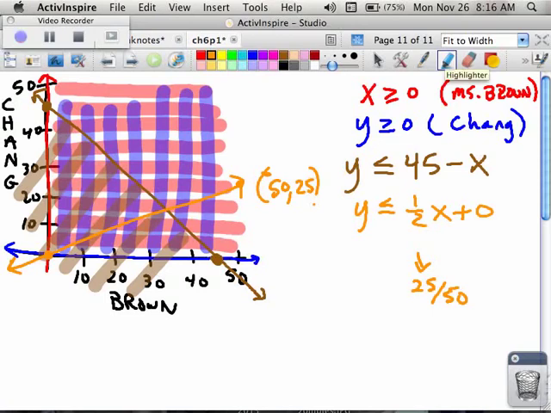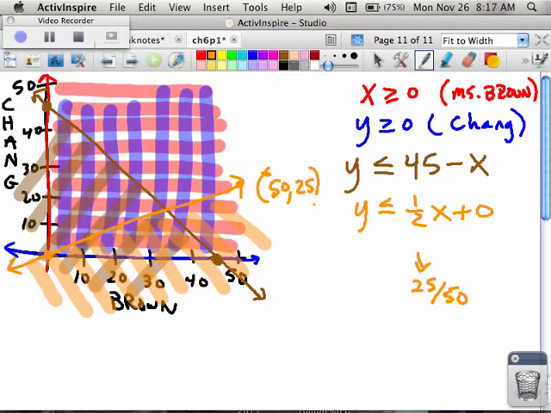What I see is I have now narrowed down my constraints, and it's inside this triangle that's being limited by the brown line, the orange line, and the blue line. And actually the red line, even though it was part of the constraints, didn't really impact us at all.